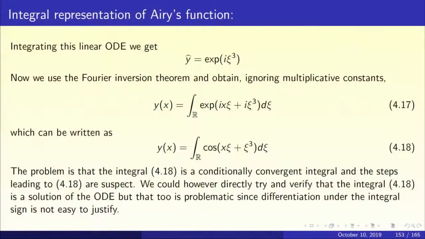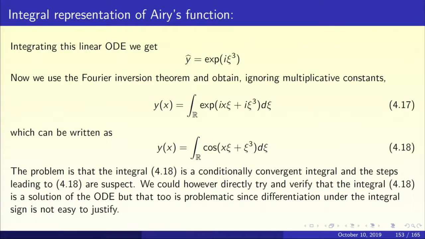This is a first order linear homogeneous ODE. So we can immediately integrate this by very elementary methods. And let us write down the solution. The solution is immediately written down. y hat is exponential of i chi cube. Now I am ignoring the multiplicative constant because if y is a solution, then constant times y is also a solution to the Airy equation. So I can ignore the multiplicative constant, and we have y hat equal to exponential of i chi cube.